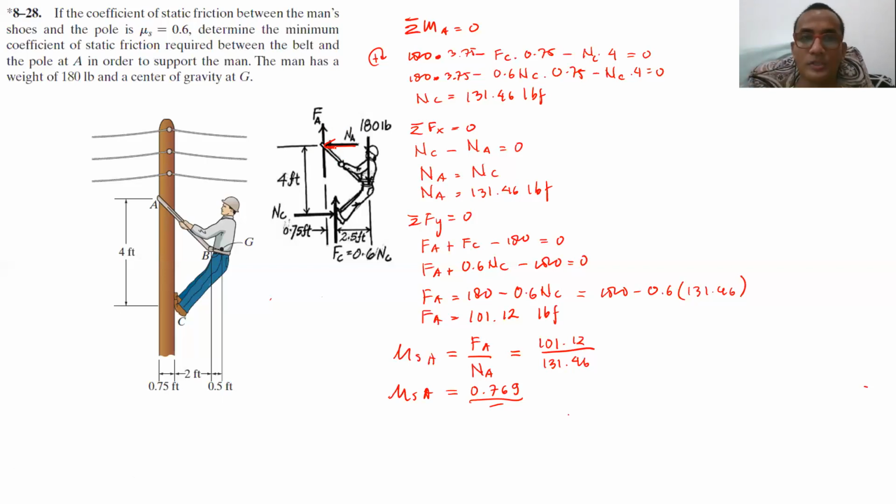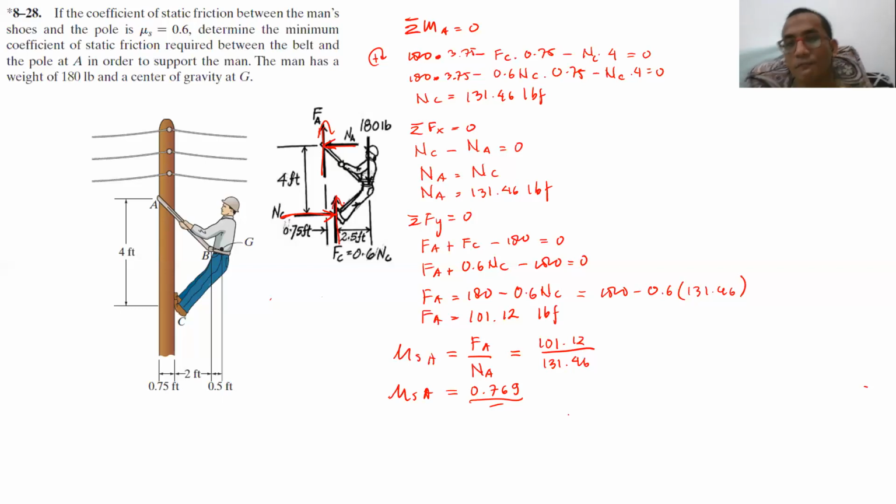Because there is a normal force, there will be a friction force as well, Fa, going up. Besides that, the other thing that we have is another normal force between the pole and the shoes, because the free body diagram we are looking at is the shoes, man, and belt. This is the normal force at the shoes, going to the right. And because there is a normal force, of course there will be a friction force.